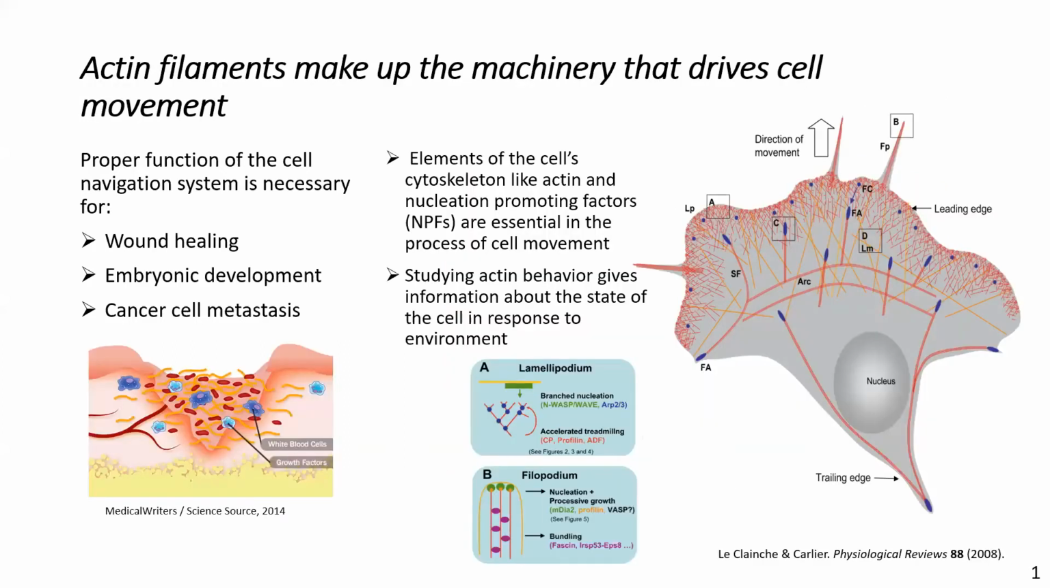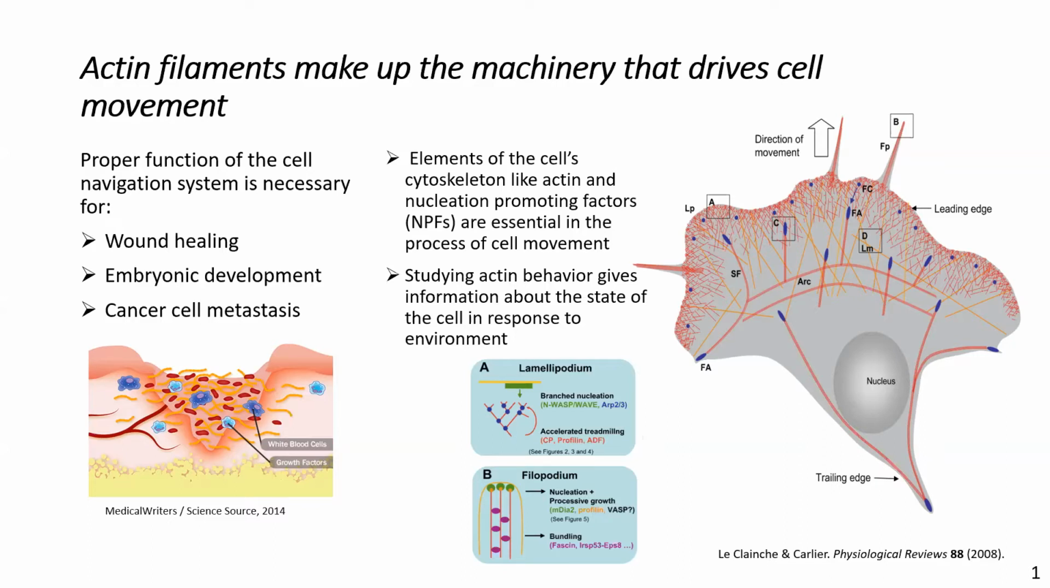So the machinery that allows this process to happen is called the cell's cytoskeleton. And one really important protein in the cytoskeleton is called actin. Actin is seen in this diagram as the little red threads that polymerize at the front of the cell and allow it to reach forward into its environment in the direction that it needs to travel.